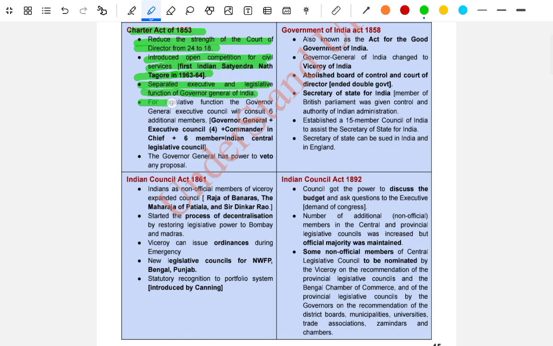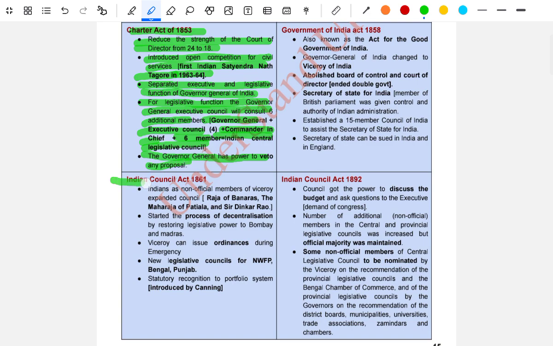For the legislative function, the Governor General's Executive Council would have 6 additional members: the Governor General plus the Executive Council of 4, plus the Commander in Chief, plus 6 members, forming the Indian Central Legislative Council. The Governor General had the power to veto any proposal.